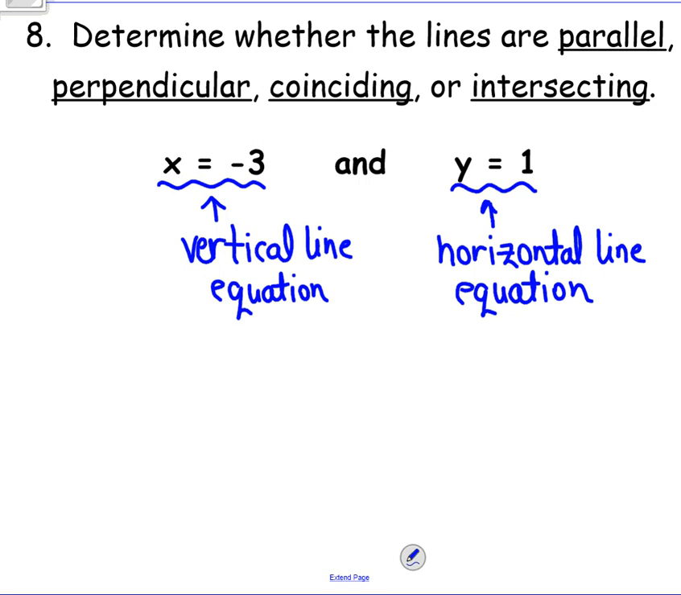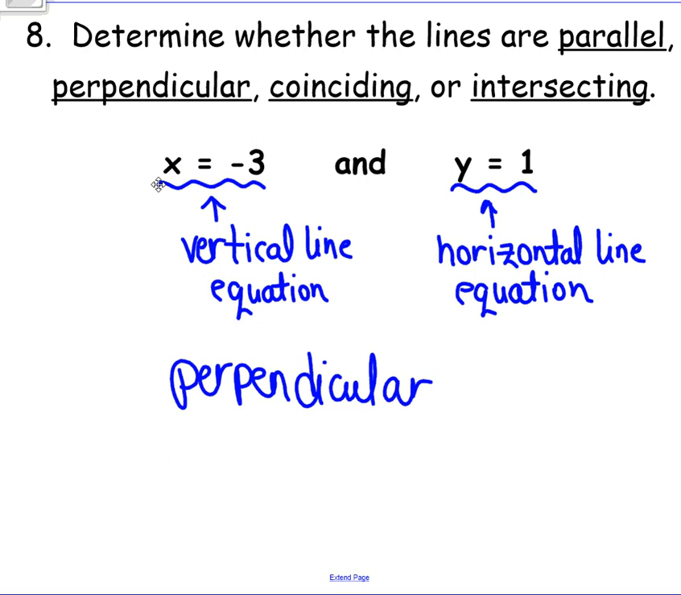We learned something in section 3.5 that said that any vertical line and any horizontal line are going to be perpendicular to each other. So perpendicular is our final answer for number 8. Okay, let's move forward to question number 9.